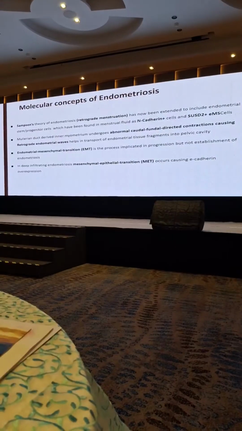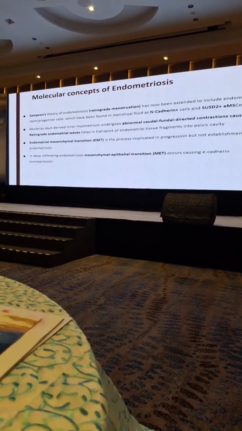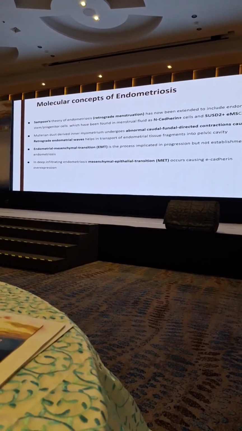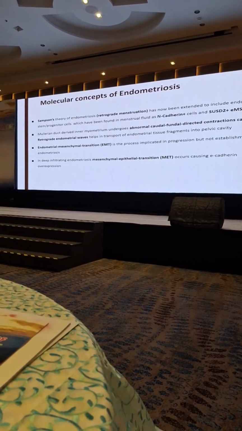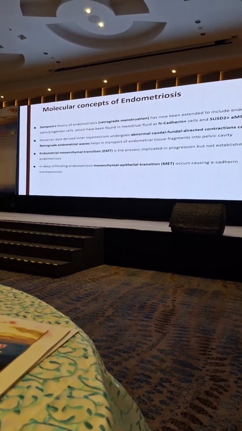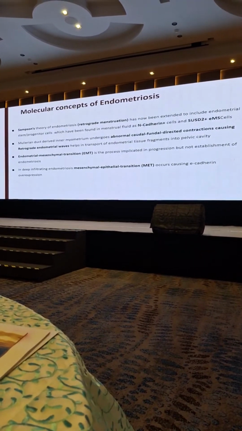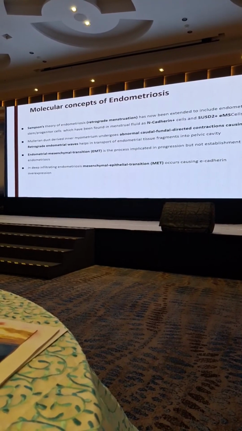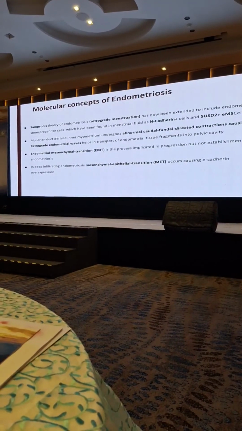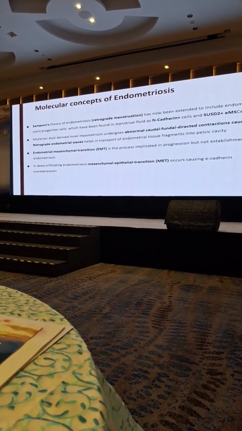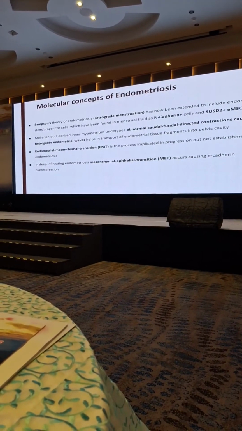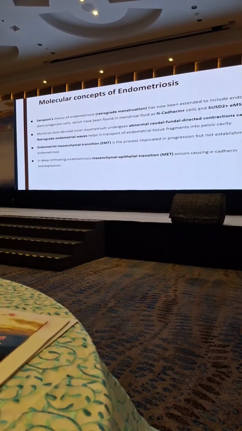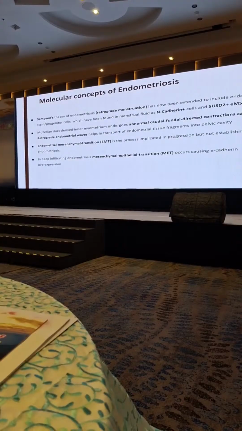Molecular concepts of endometriosis: Sampson's theory of endometriosis, retrograde menstruation, has now been extended to include endometrial stem or progenitor cells which have been found in menstrual fluid as N-cadherin or SUSD2 cells. Mullerian duct-derived inner myometrium undergoes abnormal caudal fundal directed contractions, causing retrograde endometrial waves, transport of endometrial tissue fragments into the pelvic cavity in more cases of endometriosis than normal women.